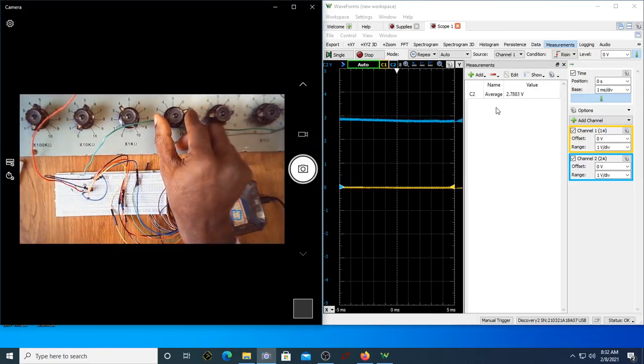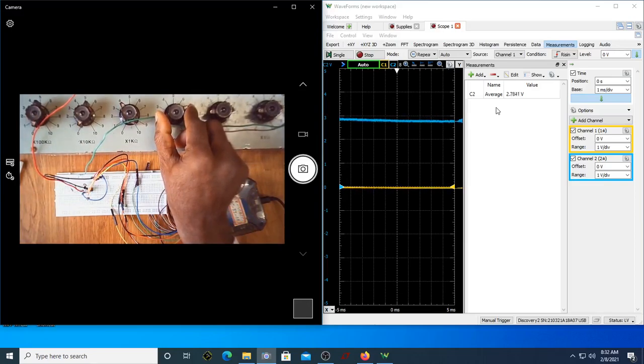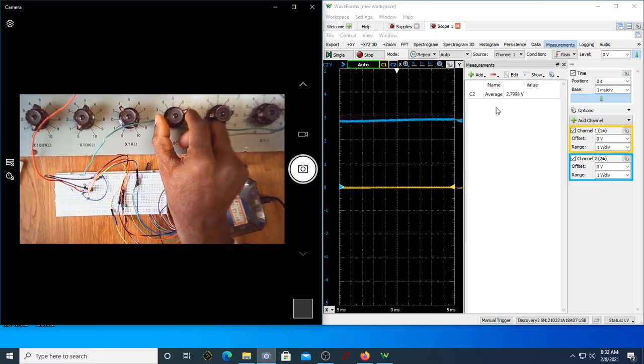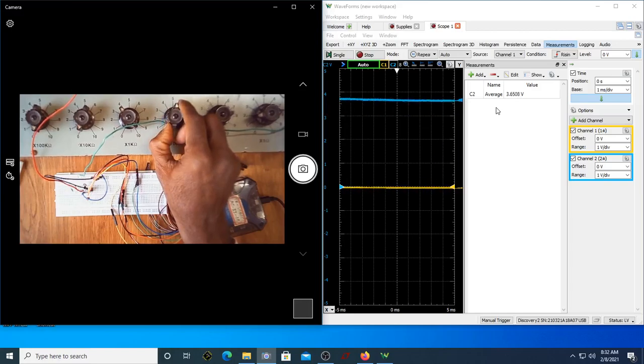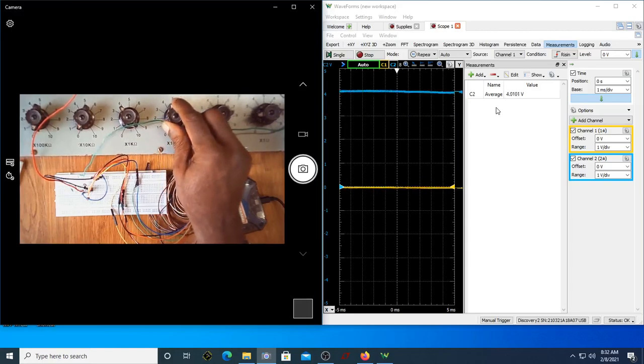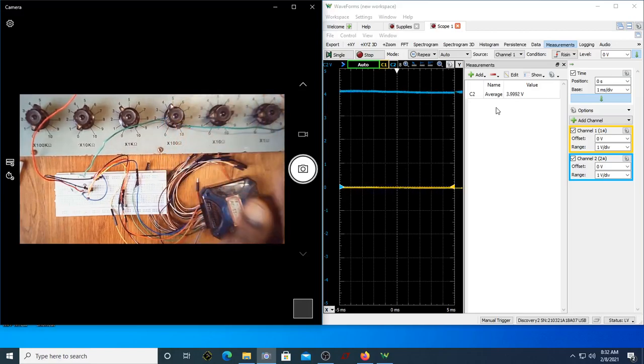I will change the value of R2. If I reduce the value of R2, my current will reduce. So when current reduces, that IC times RC drop will reduce, which will increase my VC. You can see if I reduce this, it has increased to 3 point something. If I further reduce, it has gone to 3.6. If I further reduce, you can see it has become 4 volt.